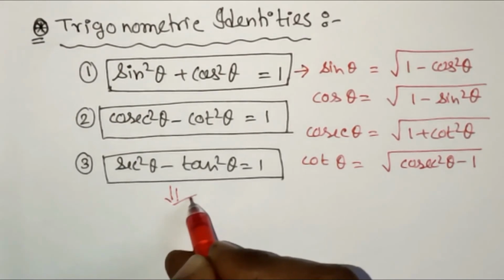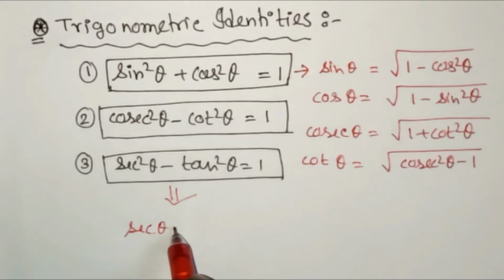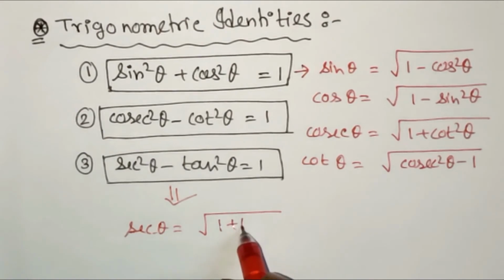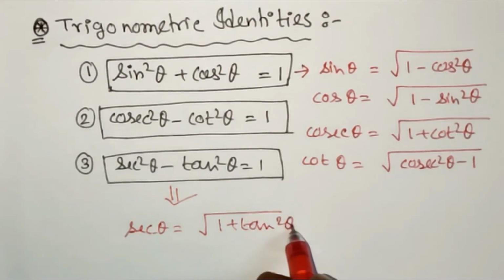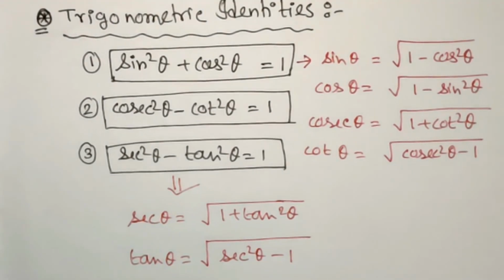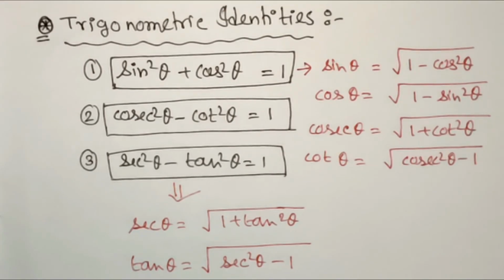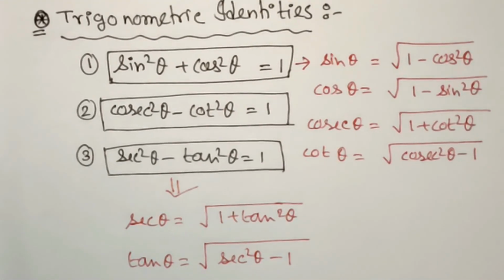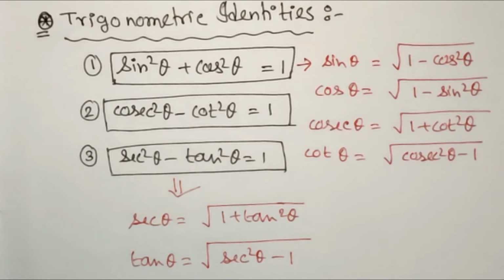From this identity, we can find out sec theta equals root under 1 plus tan square theta, and tan theta equals root under sec square theta minus 1. These basic formulas and trigonometric identities will be used to solve different kinds of problems. In the next video, we will discuss those kinds of problems related to trigonometric identities and ratios.